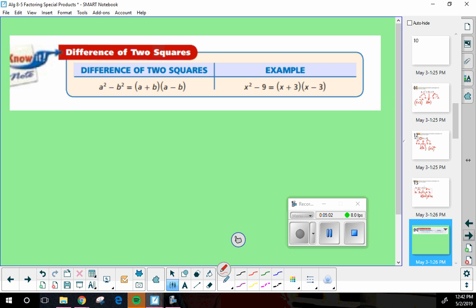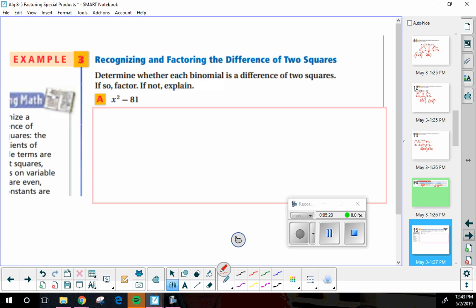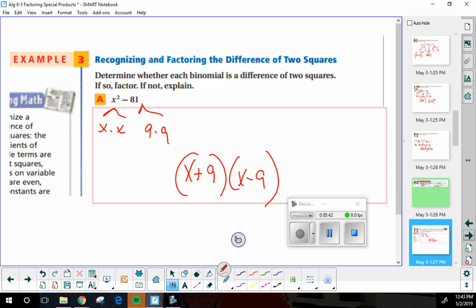Sometimes we will get into the difference of two squares, and that was on our original notes. So if you have a perfect square here and a perfect square here and a minus sign in between, like this is x, x, and that's 3 and 3, it will be x plus whatever b is, and then x minus whatever b is. For example, this one. This is an x and an x. That's 9 and 9. So this is going to be (x + 9)(x - 9).